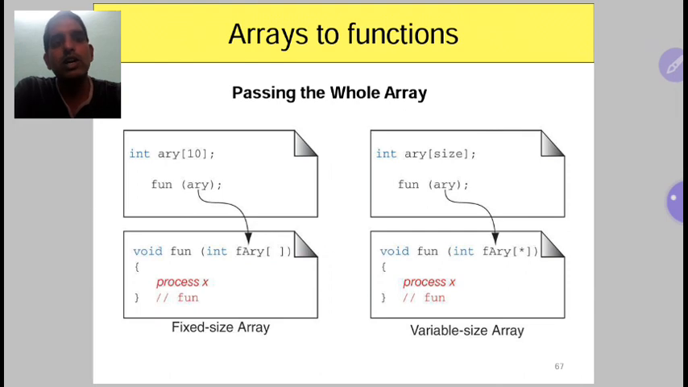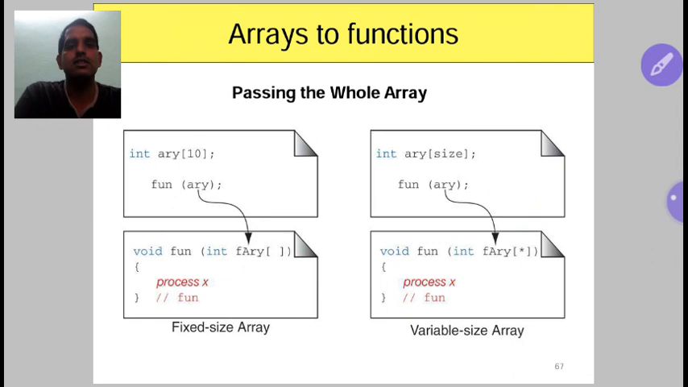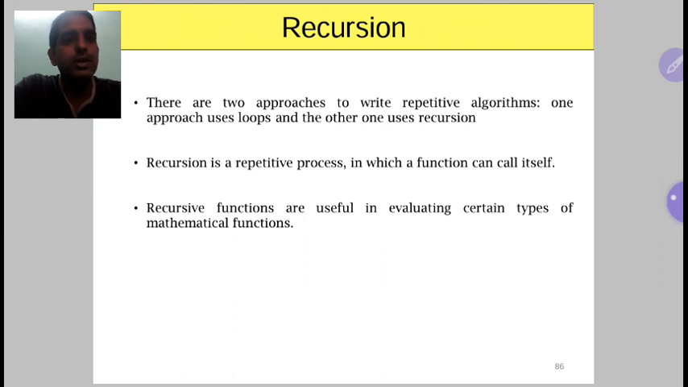The next one is where you want to pass the complete array. So in this, if you see, you are passing the complete array, where you are passing the array to the function. You can be passing a variable size array, or you can pass a fixed size array. Fixed size array means you are passing the complete 10 elements. Variable size array means we are passing any number of elements based upon your requirements. So these are the two ways to pass arrays in functions. And the last one we are going to see in this session is function recursion.